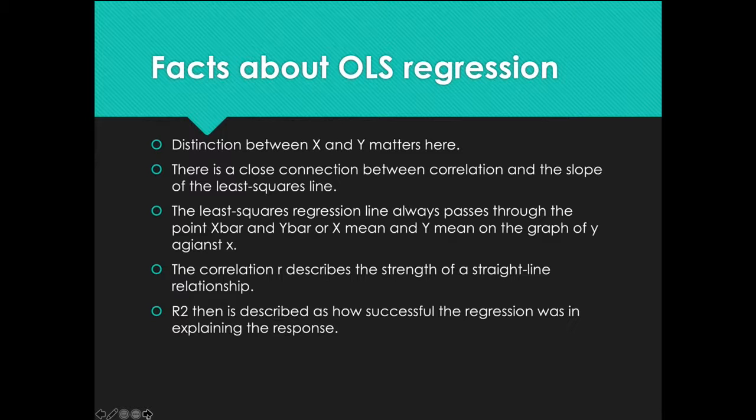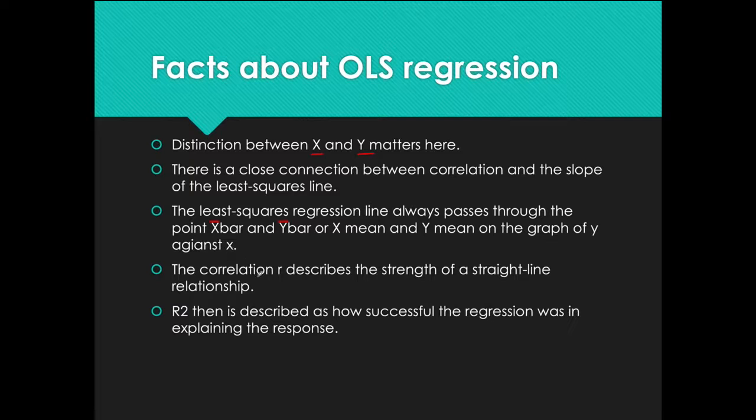Okay, so some interesting facts about OLS regression. One, unlike Pearson's R, it is important that you identify which is the independent variable and which is the dependent variable. So which is x and which is y is going to matter here. And it also matters when you ask Stata to conduct an OLS regression. There's a close connection between correlation and the slope of the least squares line. The least squares regression line always passes through x bar, or the mean of x, and y bar, or the mean of y, on the graph that you are plotting.